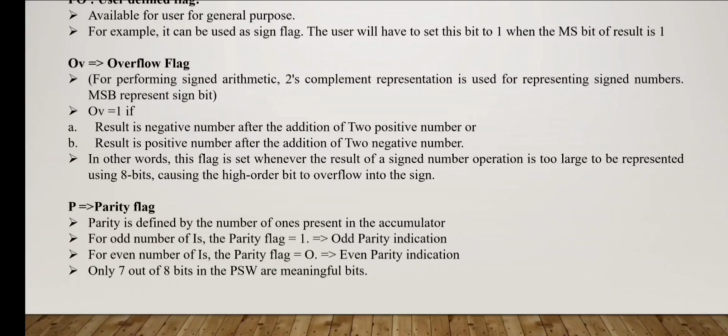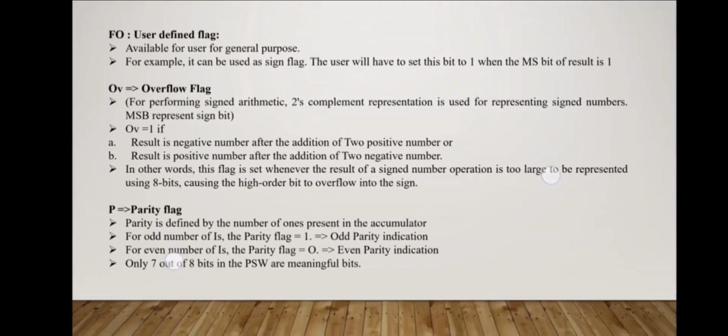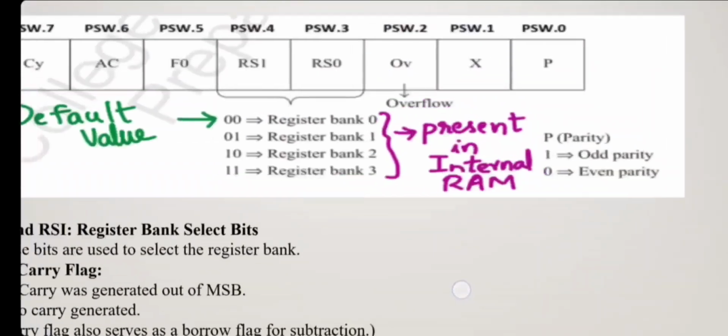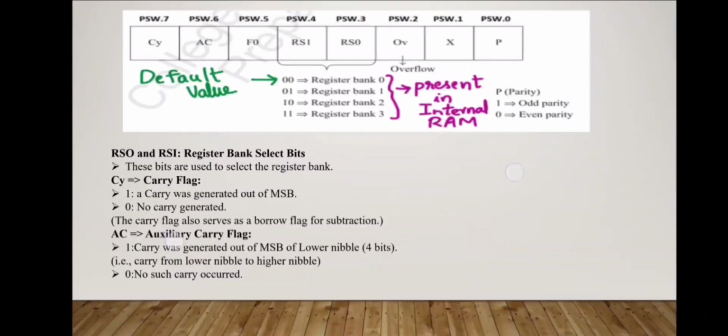Okay, now the parity flag P. Here parity is defined by the number of ones present in the accumulator. Okay, so for an odd number of ones, the parity bit is set to 1, that is odd parity indication. For an even number of ones, the parity flag is 0, even parity indication. Okay, only 7 out of 8 bits in PSW are meaningful bits. So from these 8 bits, only 7 are meaningful. PSW.1 is not defined yet.